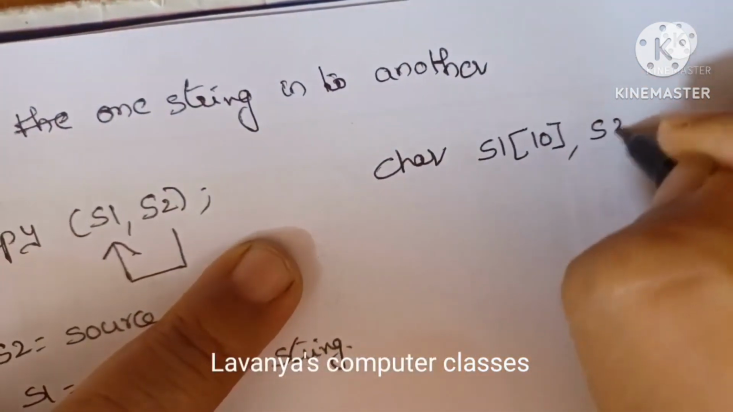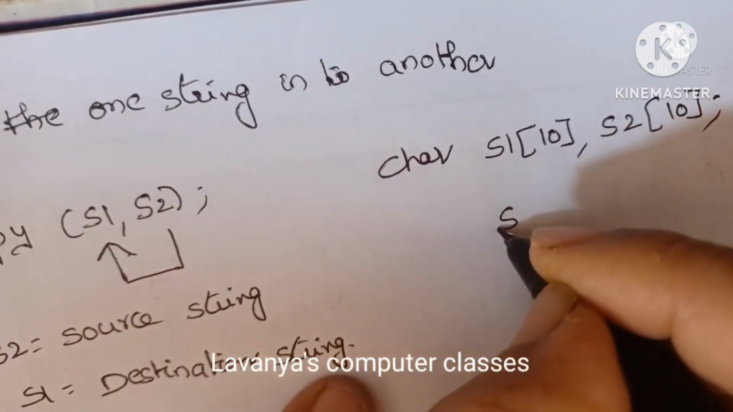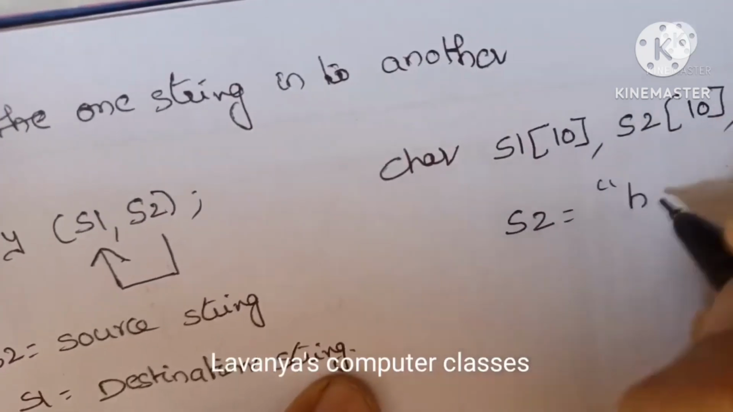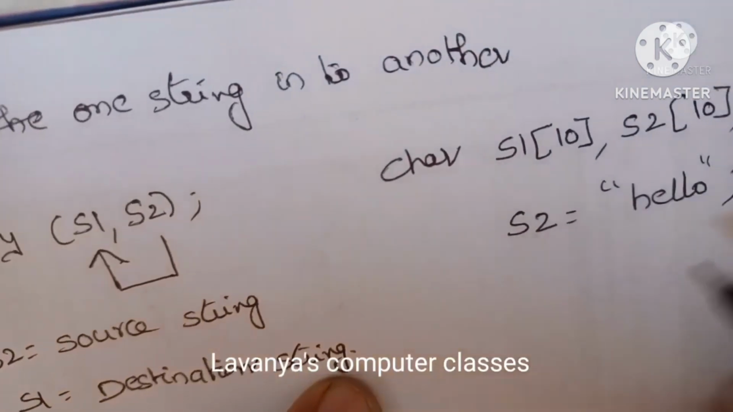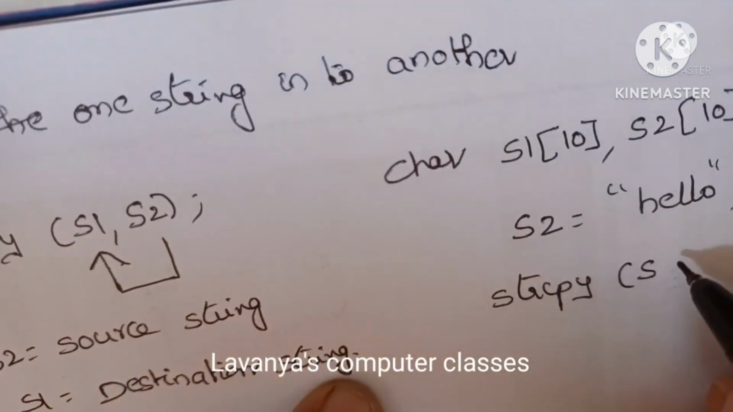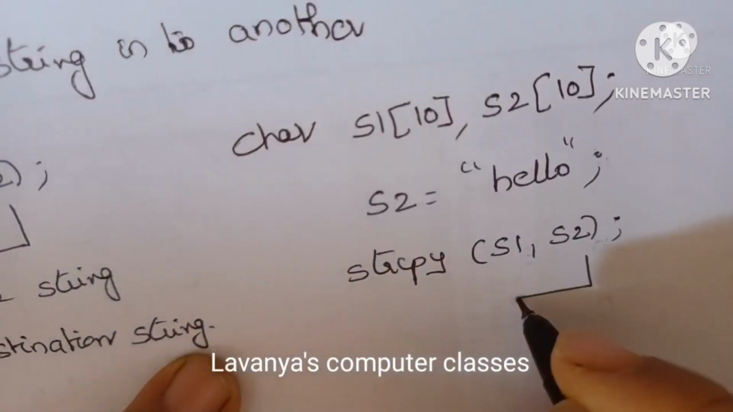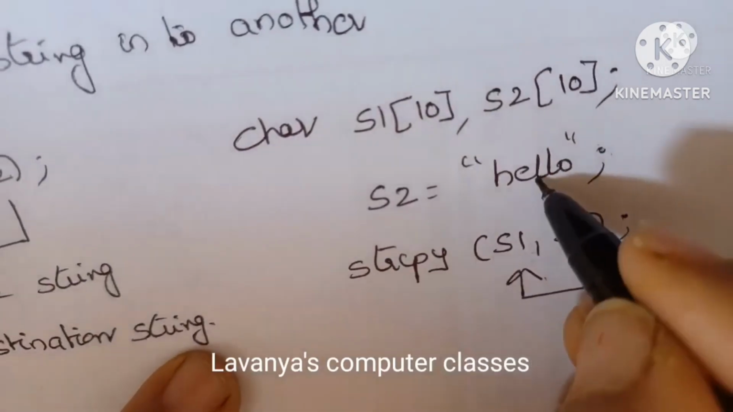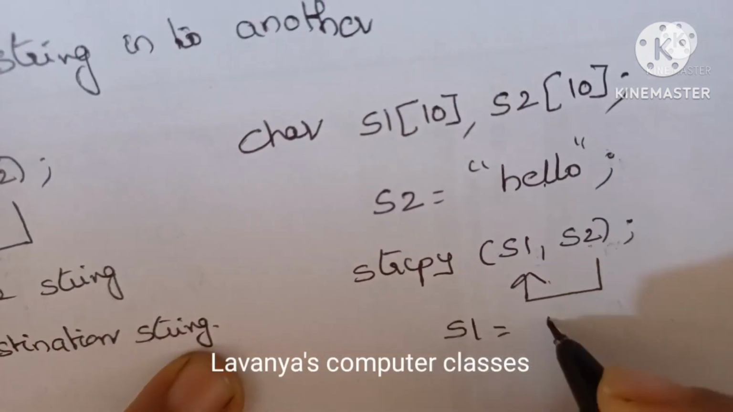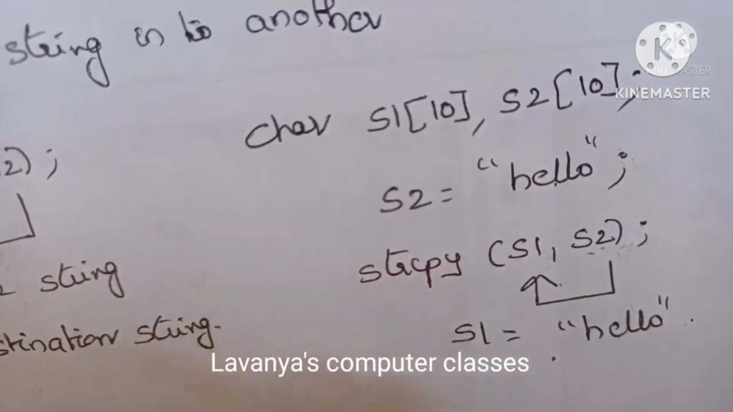For example, character, this is the defining of string data type, s1 of 10, s2 of 10. I define just two strings, s1 comma s2, both are equal in size, 10 and 10. I will take s2 is hello. Now I am using strcpy s1 comma s2. s2 has some value, s1 does not have any value, just an empty string. So now s2 is copied into s1. After finishing this function, what is the value of s1? Now s1 is also hello. Because s2 has the value hello, and s2 is copied into s1, so s1 is also hello.